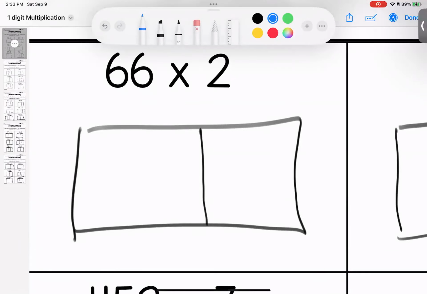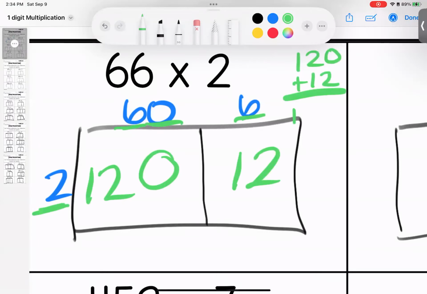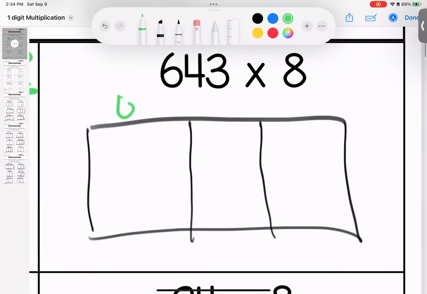Now, I've already set all of the boxes up to save time, but just remember that each number has to have a box to live on. So 66 becomes 60 and 6 times 2. I'm going to switch my colors so we can see how it works. 2 times 6 is 12, there's 1 zero. 2 times 6 is 12. I stack, I add, I get 132.